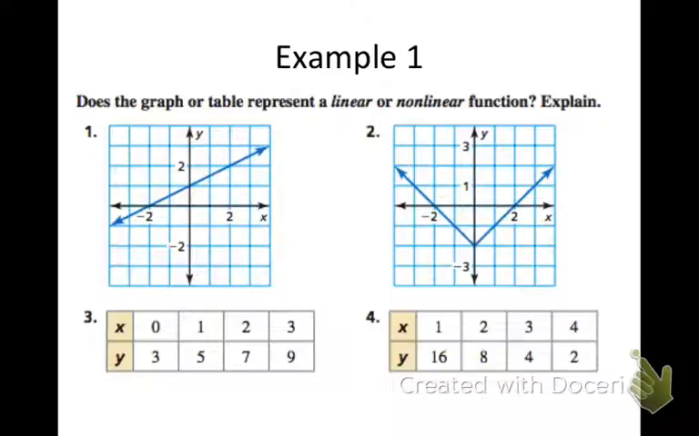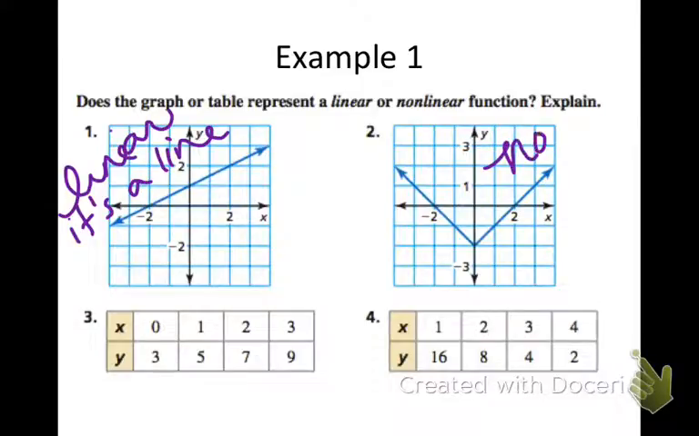So for number 1, we know that it is linear because it is a line, so we can write that. It is linear. It's a non-vertical line, because a vertical line would not be a function. It would not pass the function test. So for number 2, we can say that that's not linear because it's not a line. So nonlinear.